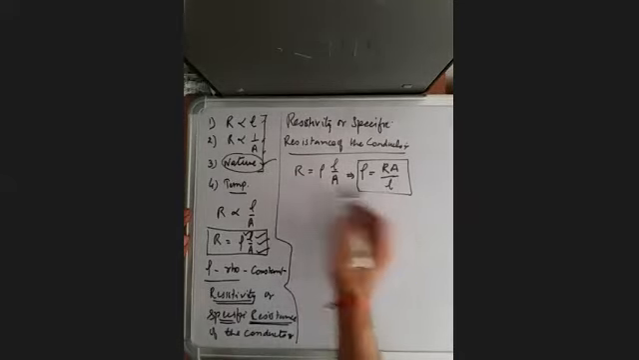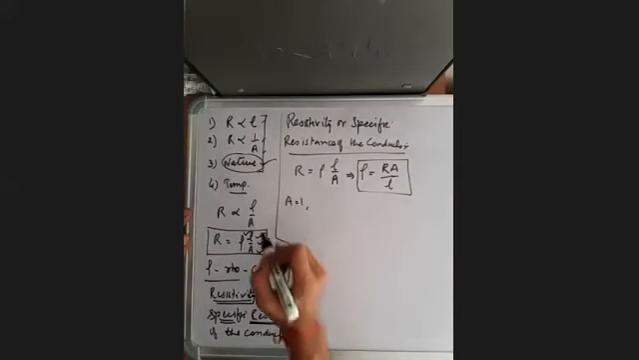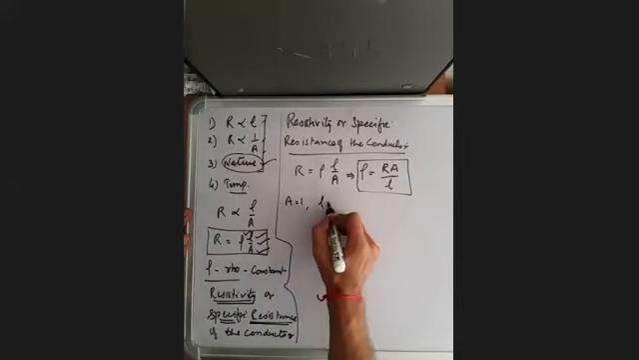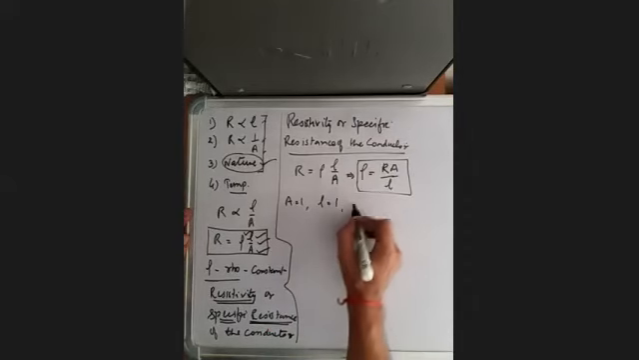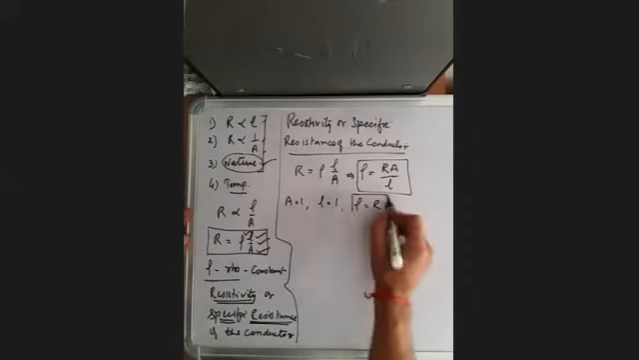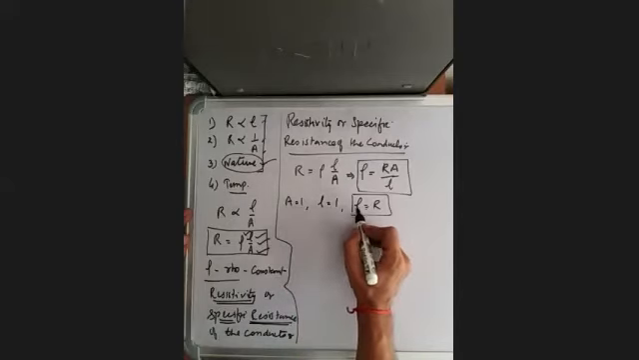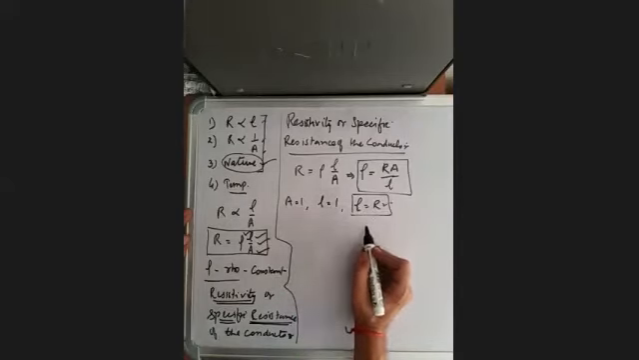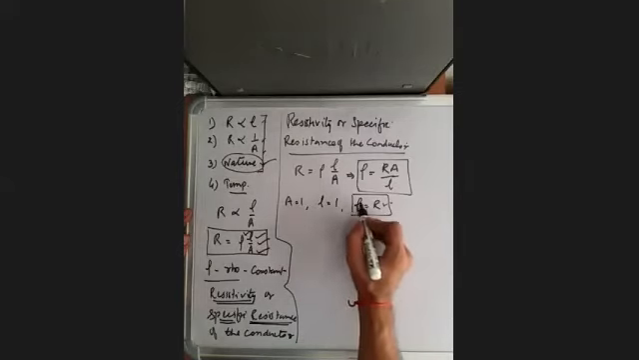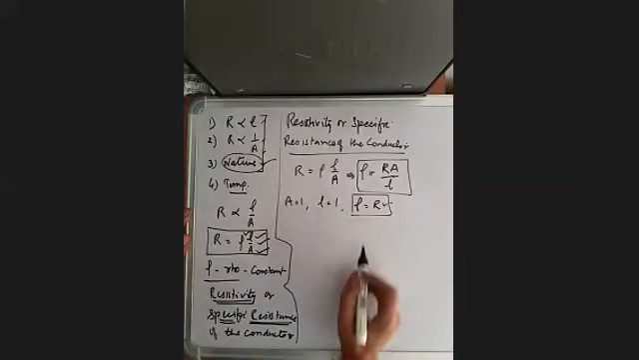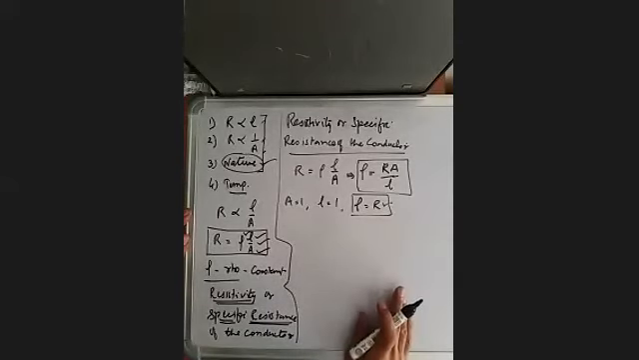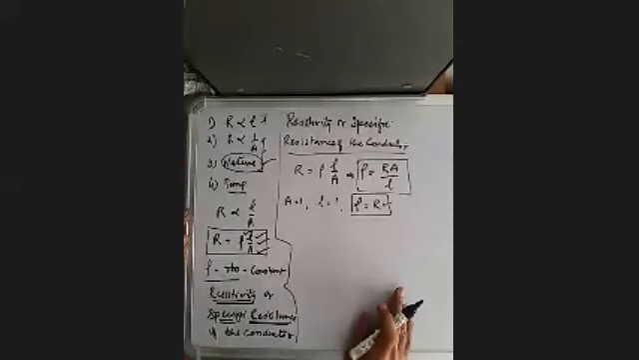If I put A is equal to 1, that is unit area of cross section, and L is equal to 1, that is unit length, then rho will be equal to R. So that means if I take a conductor of unit area of cross section and unit length, then whatever resistance of that conductor I find out experimentally will be called its resistivity or specific resistance. So that is how we find out the specific resistance of different conductors of different materials. Okay. So now we can define resistivity.